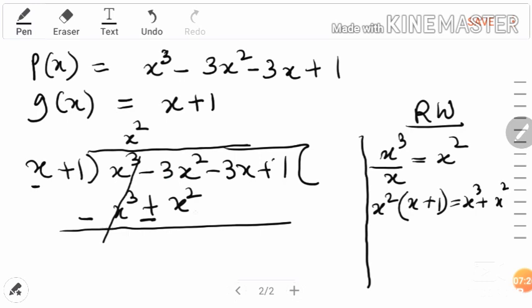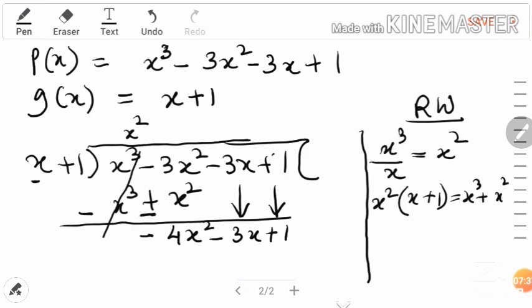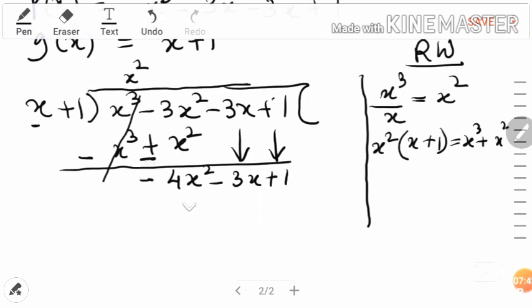Minus 3x square minus x square is minus 4x square. Taking down the remaining terms, notice the degree of the remainder. It is 2, whereas the degree of divisor is 1. So this is not the final remainder. So we will go further and find the second term.